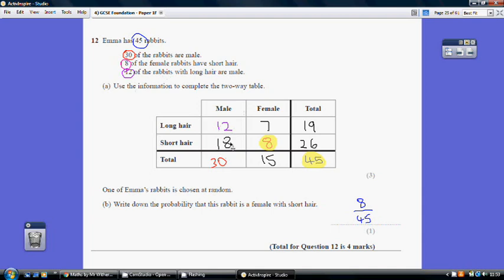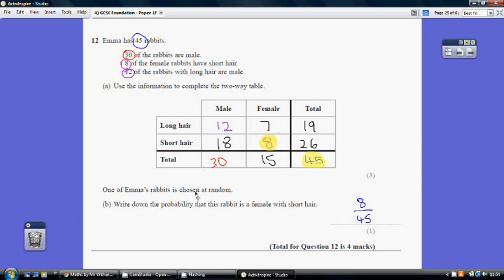So this number must be 18, because 12 add 18 equals 30. So I worked that out by doing 30 take away 12. So once I know that that's 18, this number over here must be 26, because that's 18 add 8 equals 26. Once I've got the 26, this must be 19, because 19 add 26 is 45. I did 45 minus 26 rather, to get the 19. And then finally I can fill in this one, because 12 add 7 equals 19. So I did 19 take away 12 to get my 7.